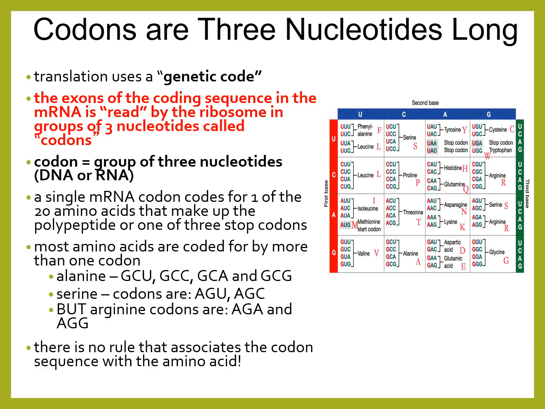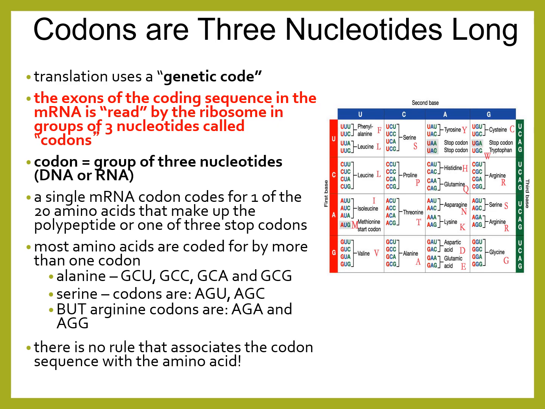Well, not necessarily, because take a look at serine. Two of the serine codons are AGU and AGC. And you're going to say, okay, if you start the codon with an A and a G, that's a serine. But arginine codons are AGA and AGG. So there goes that rule. So you're thinking, wait a minute, it's the third codon that determines the amino acid.